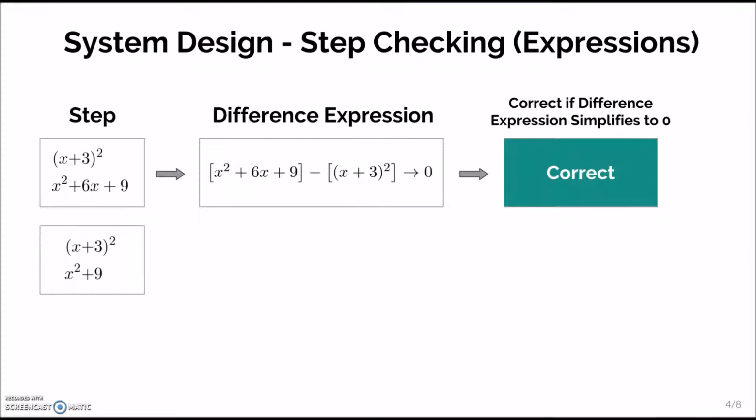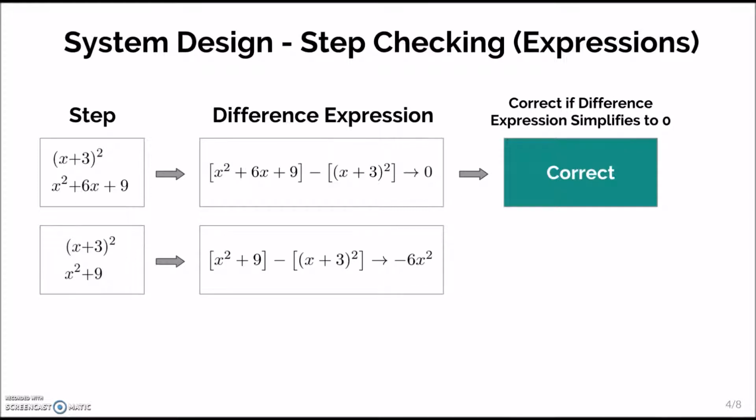This time the quantity x plus 3 squared turns into x squared plus 9 after the step. Now we know this is wrong because the student clearly hasn't foiled the expression. The student just distributed that squared exponent to the x and the 3, which isn't correct. There should be a plus 6x term in the middle when you multiply it out. Again, CheckMySteps computes the difference expression, but this time the difference expression simplifies to negative 6x. Since it doesn't simplify to 0, the step is then labeled as incorrect.